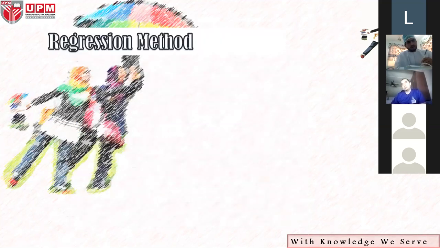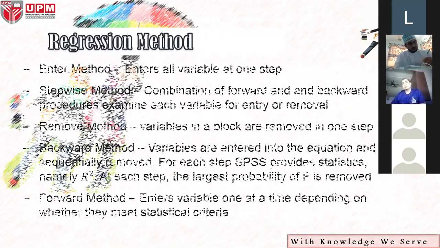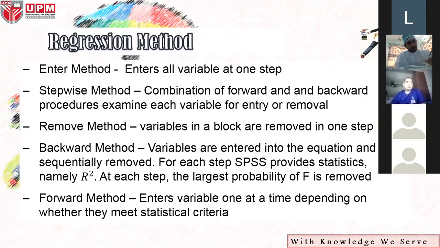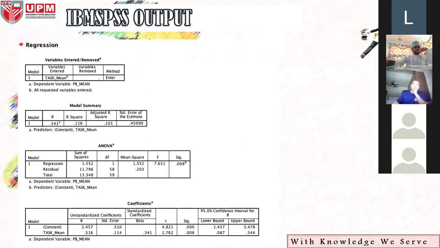So this is a bit more explanation. The regression methods have 5: enter method, stepwise, remove method, backward method, forward method. There are many. In our case, because we assume that you do not have that strong a background, you can just use the enter method. Okay, so this is your result.